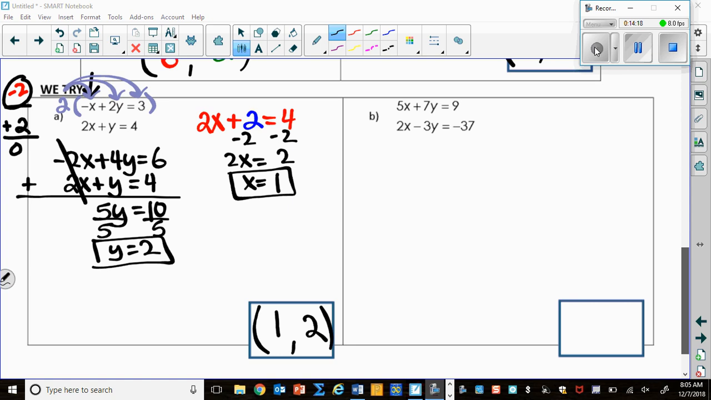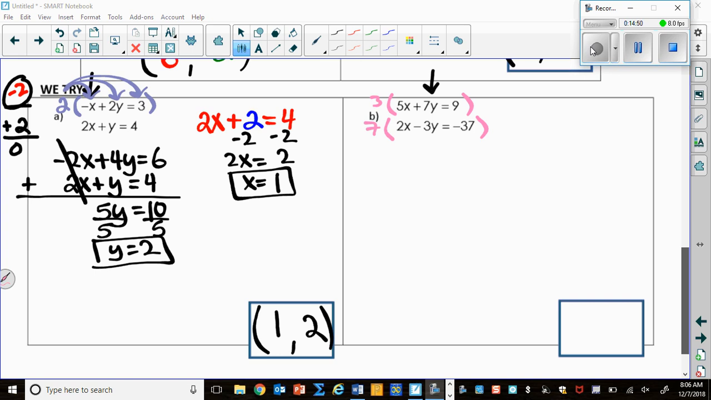Alright, so hopefully you've tried B, and I just want to let you know, heads up, that I'm going to be eliminating y because 7 is positive and -3 is already negative, so I just need to find a common multiple between these two so that I could just eliminate it. So I'm going to do that right now. So with this one, I've already kind of figured out that the number is 21 that I'm trying to figure out. If I have a positive 21 plus a negative 21, that's going to cancel out.